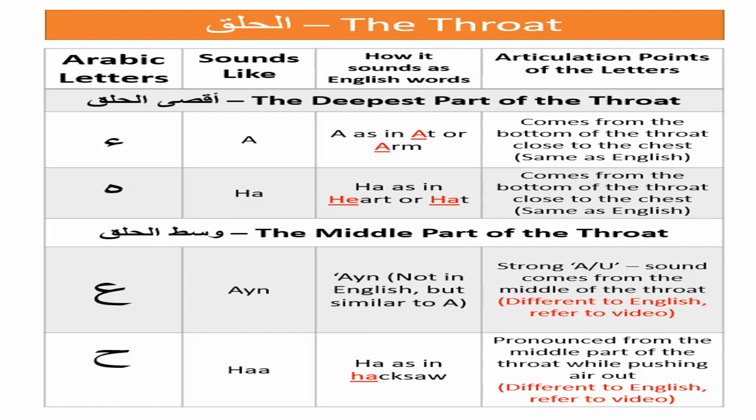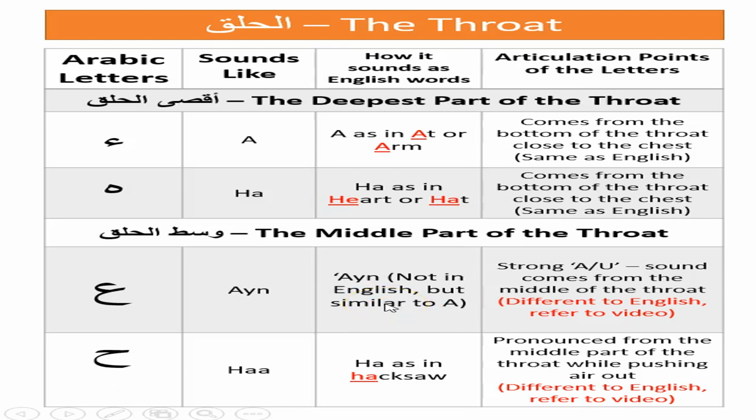Al-hawa, al-hawa. You can hear that coming from, or you can feel that in your chest as well. So there's one slight difference between the ha in Arabic and the ha in English. Ha in English is very light. It's a very simplified version of the ha. So that comes to aqsa al-halq, the deepest part of the throat, hamza and ha. So the next part is wast al-halq, and that's the ayn and the ha. So ayn is not in English, but it's similar to a in sound, but it comes from the middle of the throat.